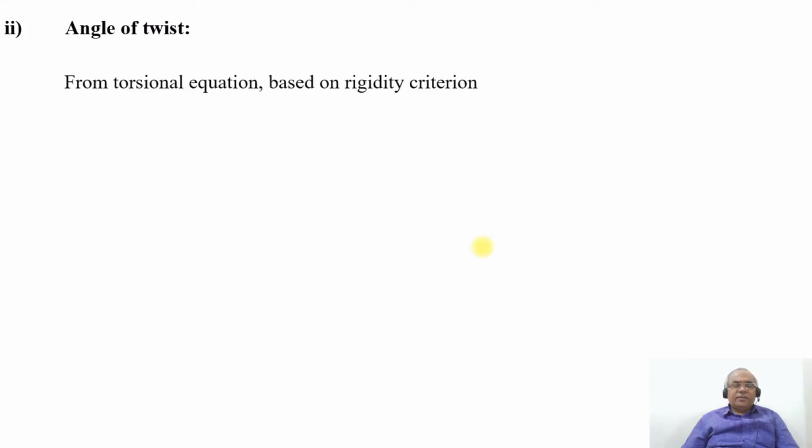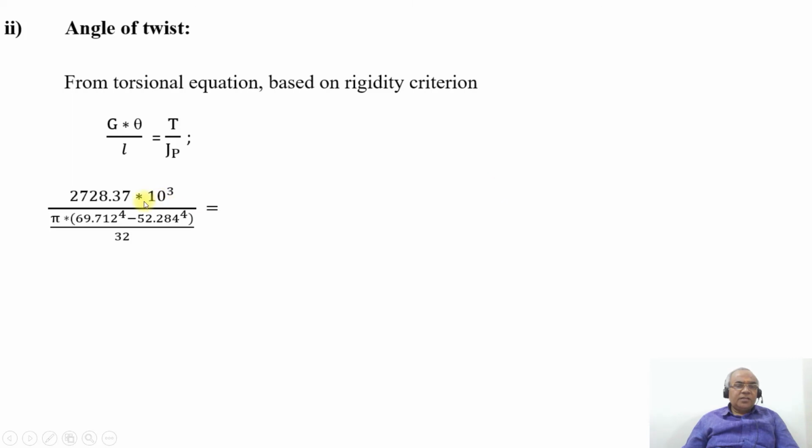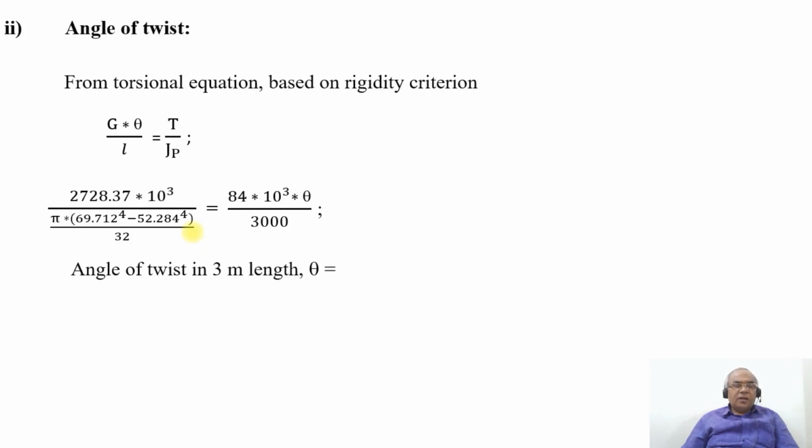Now we are going to take up the angle of twist. From the torsional equation based on the rigidity criterion, T by Jp will be equal to G into theta by L. So you substitute the torque as 2728.37 into 10 to the power of 3 divided by pi by 32 into 69.712 to the power of 4 minus 52.28 to the power of 4, which will be equal to 84 into 10 to the power of 3 into theta by 3000.